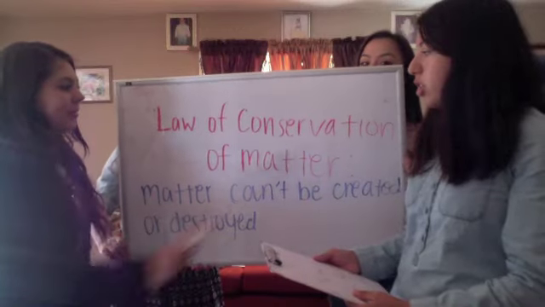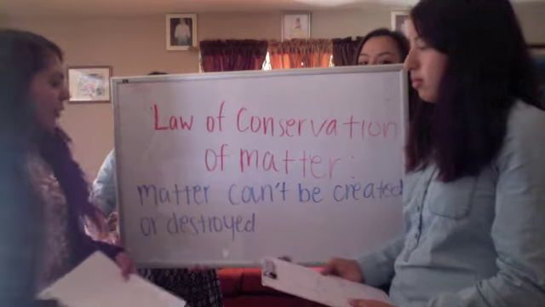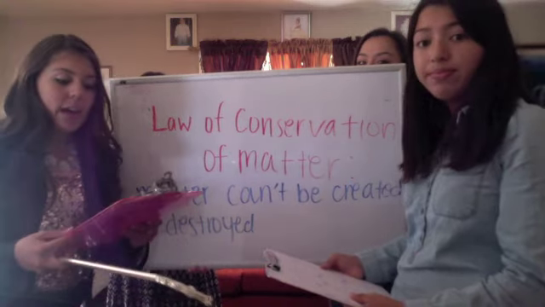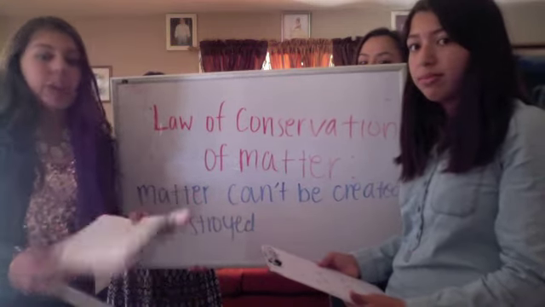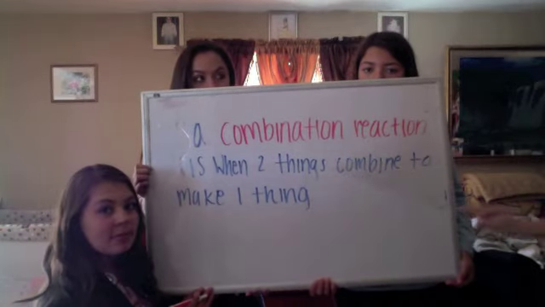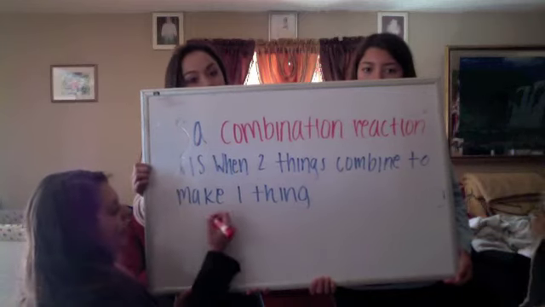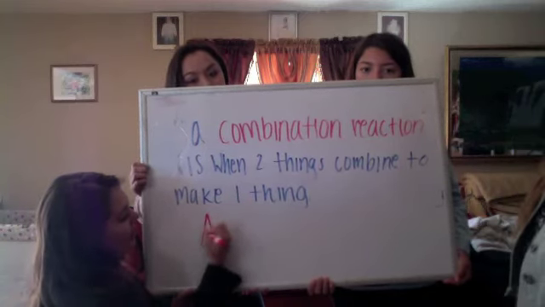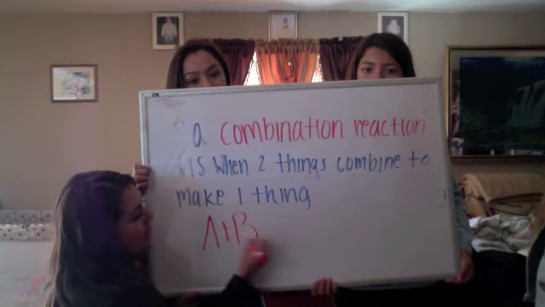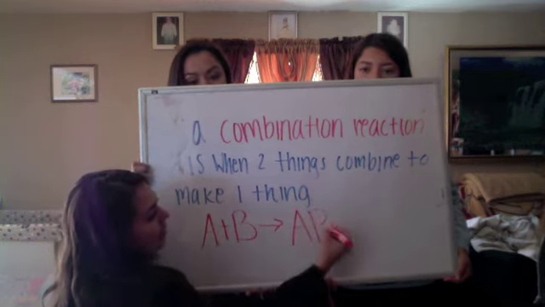Law of conservation of matter. Now let's see what that really means. Matter can't be created or destroyed. Also, the number of atoms for each element before and after a reaction must be the same. A combination reaction is when two things combine to make one thing. An example of this would be A plus B equals AB, combined.